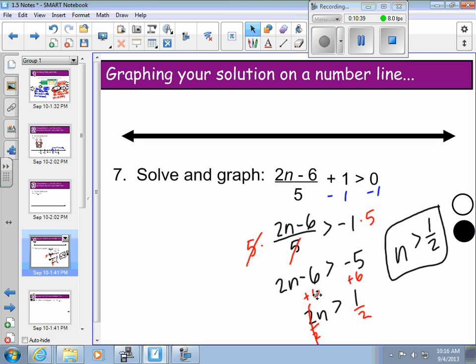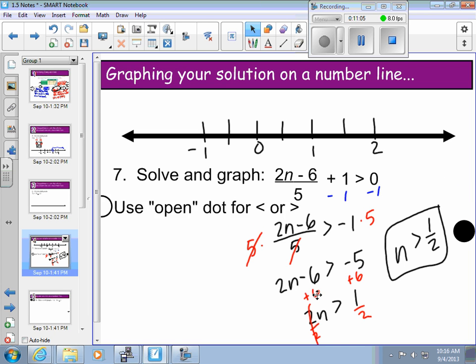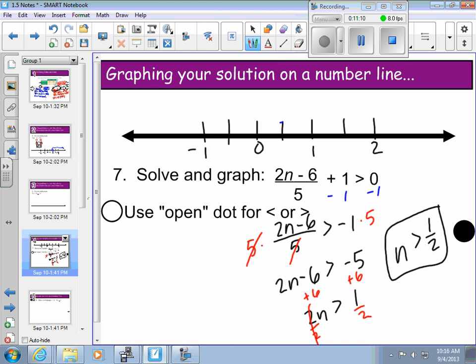If you graph it, you need to label your number line. And here maybe since we're going by halves here, we might only want to label every other one. We're going to use an open circle for greater than or less than. So open circle at 1/2, and then we're shading to the right because it's greater than, all the numbers greater than that.